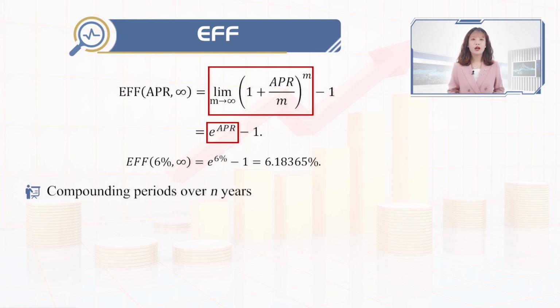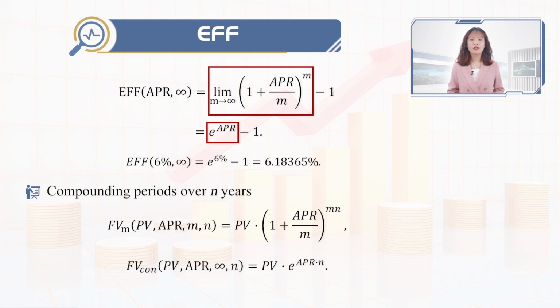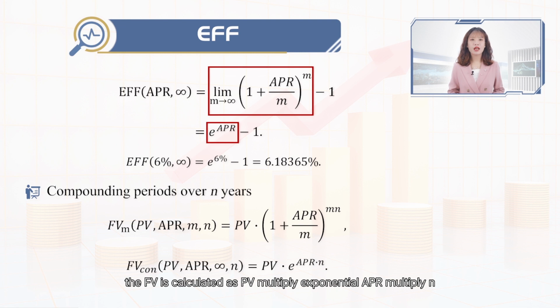6.18365%. If the compounding period is more than 1 year, in general over n years, the total number of compounding periods is M multiplied by n, and the compounded FV is PV multiplied by (1 plus APR over M) to the Mnth. With continuous compounding, the FV is calculated as PV multiplied by e to the APR times n.